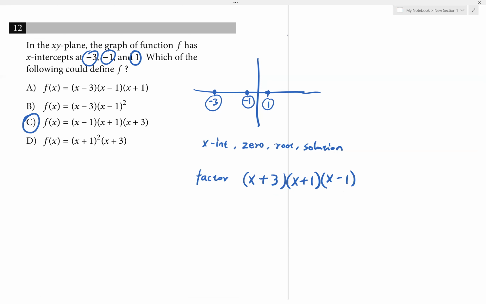We just want to remember the relationships here. How do we convert if we know the x-intercept, zero, root, or solution, into factored form? Okay, so we know that C should be our answer.